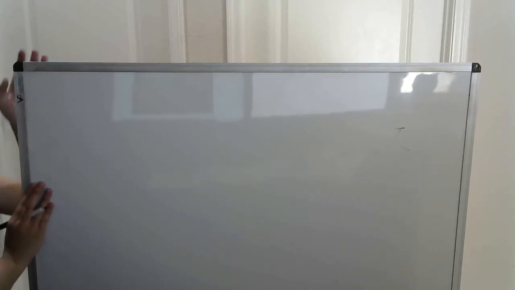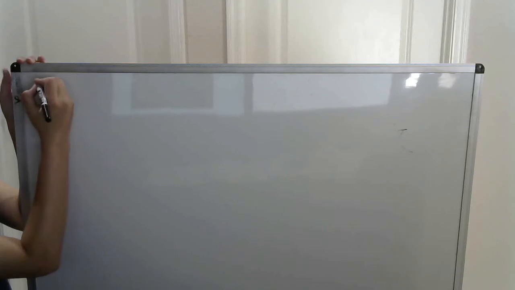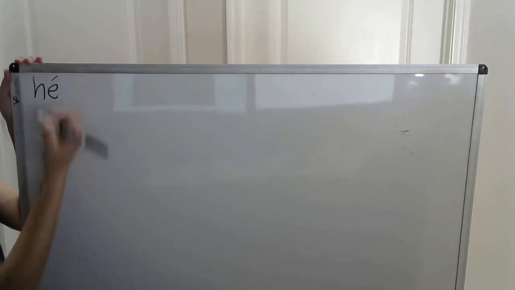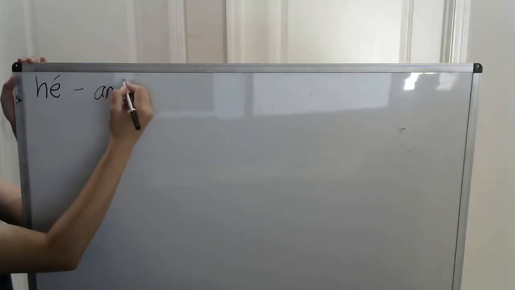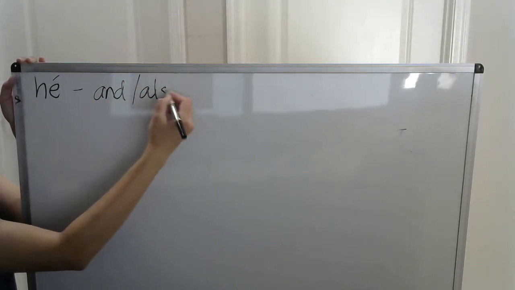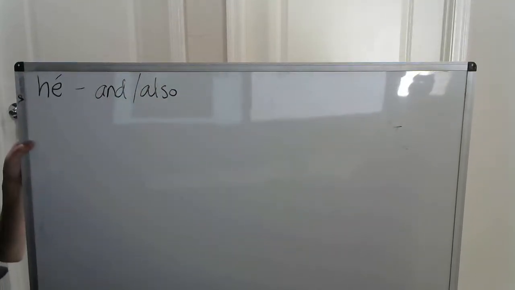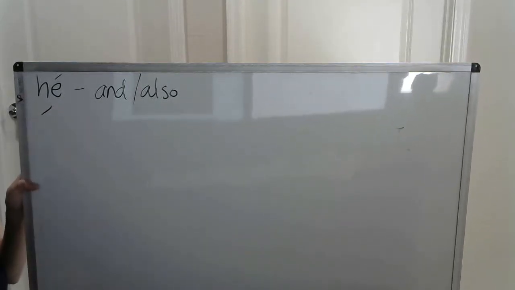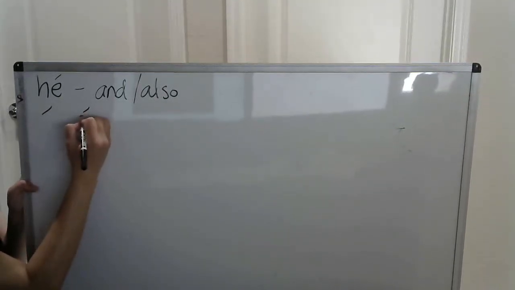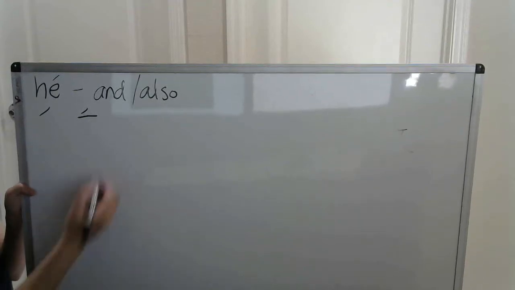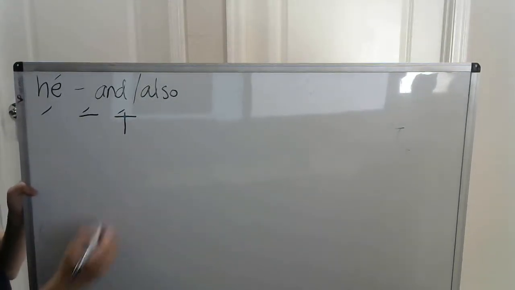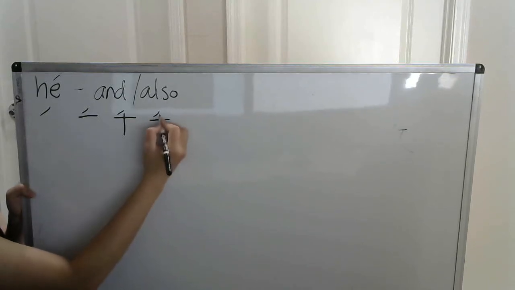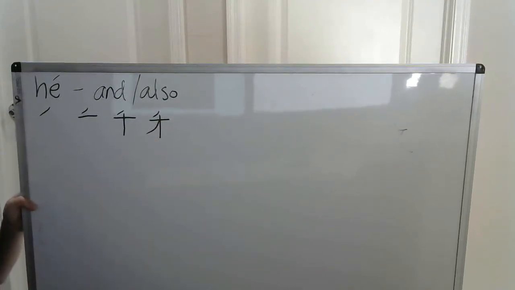So for the first character, we are going to do the character 和, and this means and, or also, okay? 和, we'll start with a 撇, and then a 横, 撇横竖, 撇横竖 and a 撇 coming down on the left.